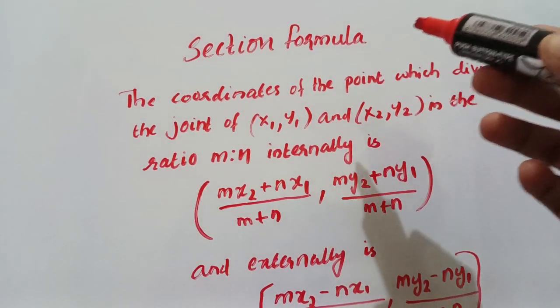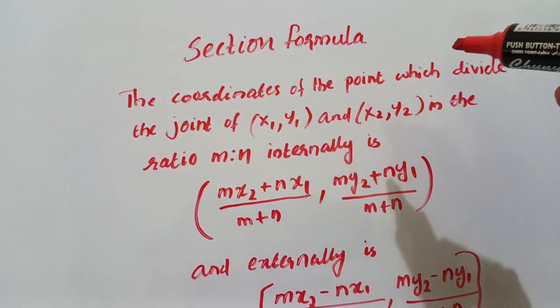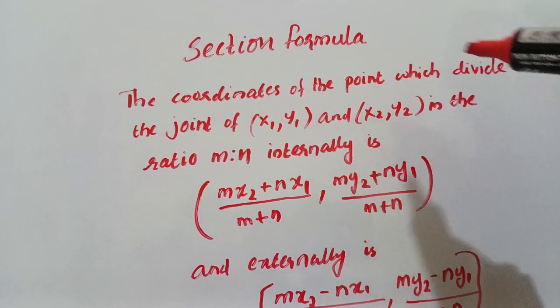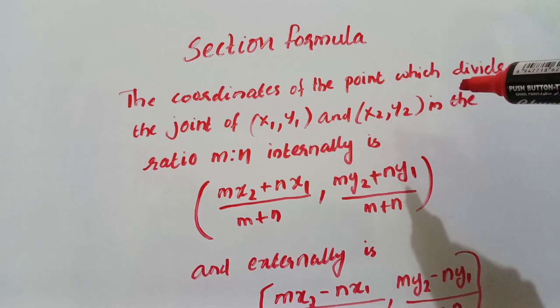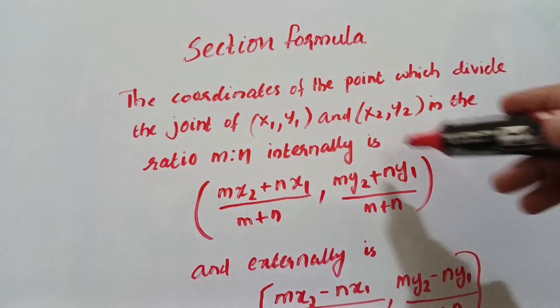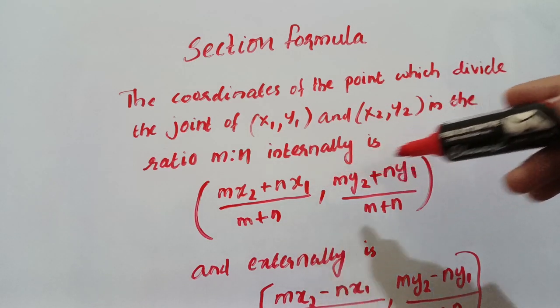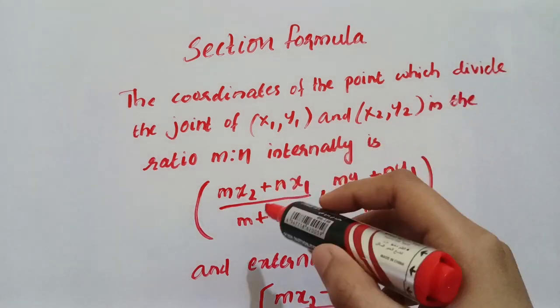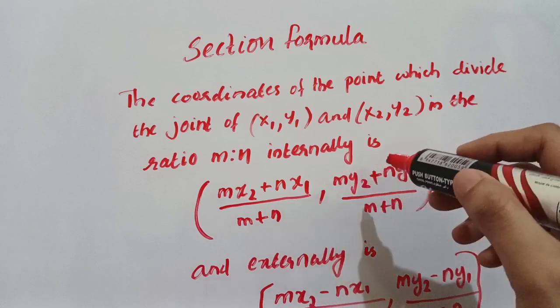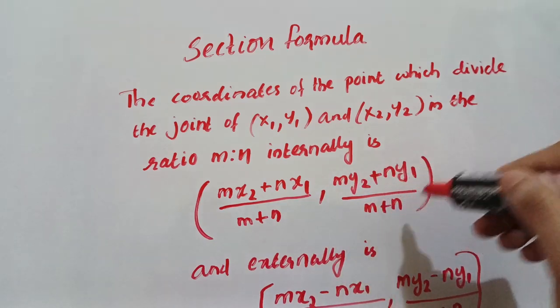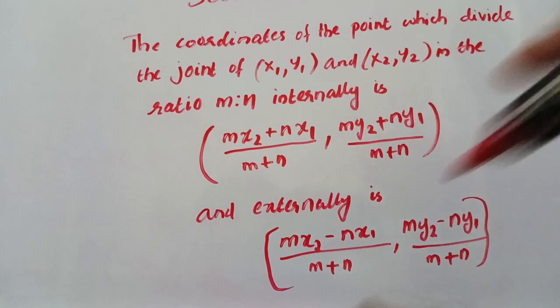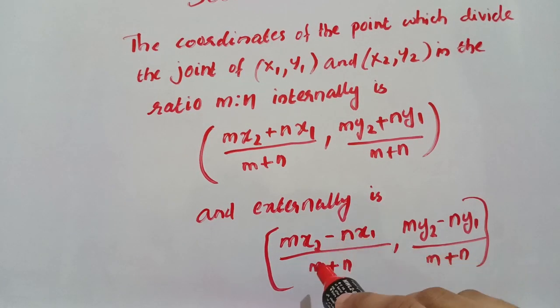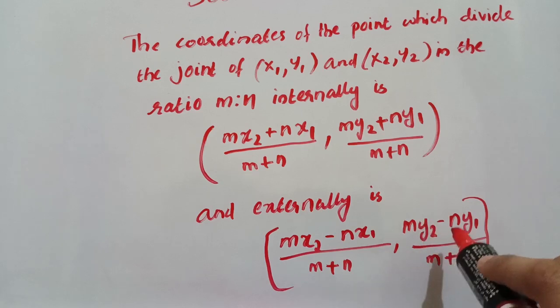The section formula defines the coordinates of a point which divides the join of (x1, y1) and (x2, y2) in the ratio m:n. Therefore, if it divides internally, it is (mx2 plus nx1) by (m plus n), comma (my2 plus ny1) by (m plus n). If it divides externally, then (mx2 minus nx1) by (m minus n), comma (my2 minus ny1) by (m minus n).